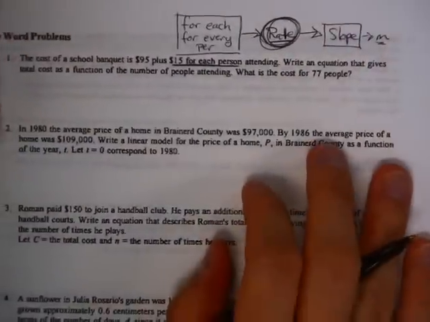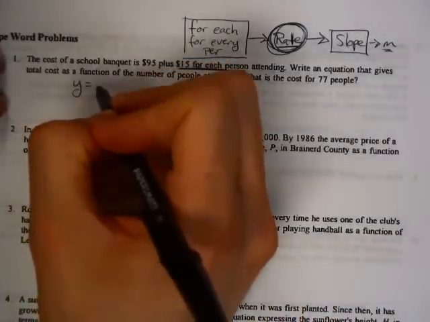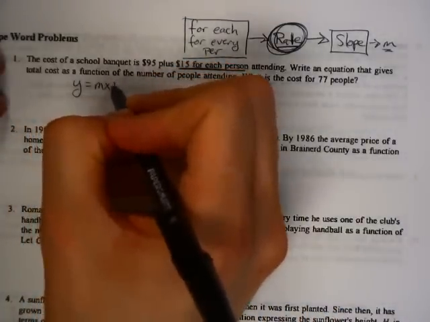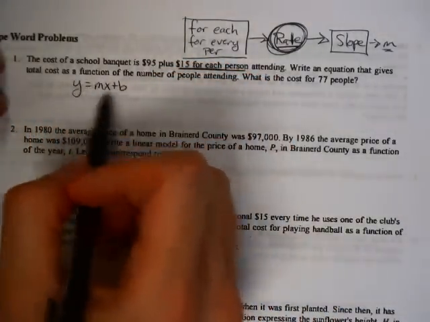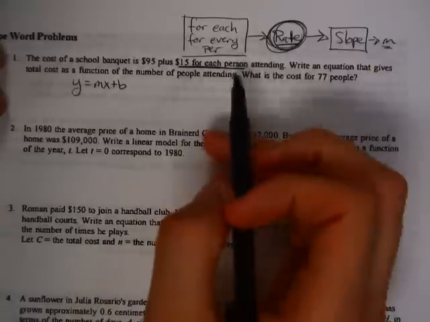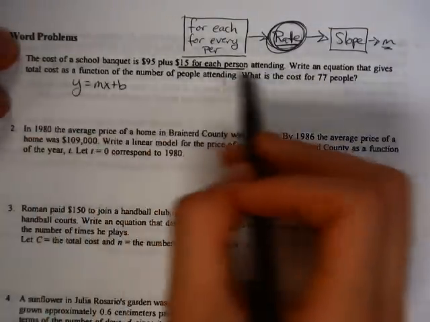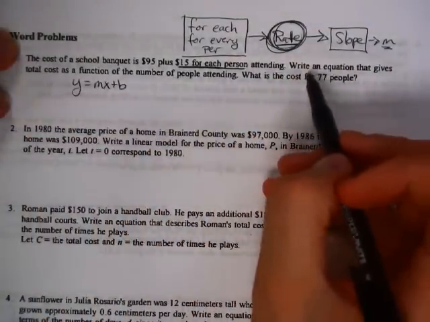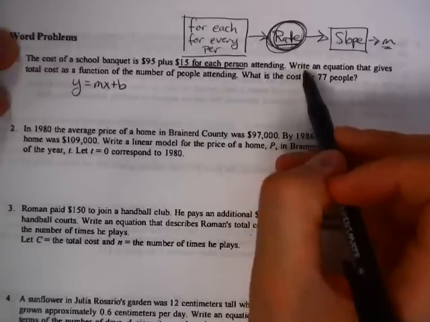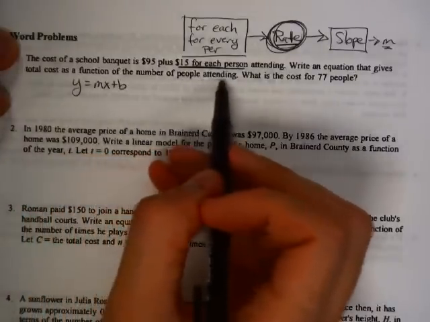So again, for these equations, you want to write a linear equation, and I'm going to stick you with this formula, y equals mx plus b. It's the easiest linear equation to remember. Alright, so let's read the question. We already read what the situation is, $95 plus $15 for each person. Write an equation that gives the total cost as a function of the number of people attending.